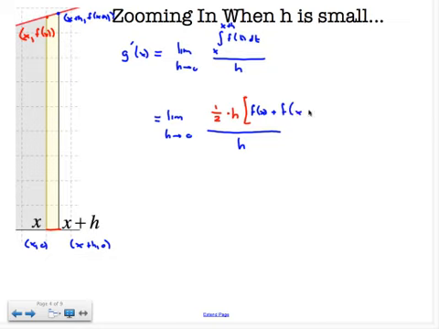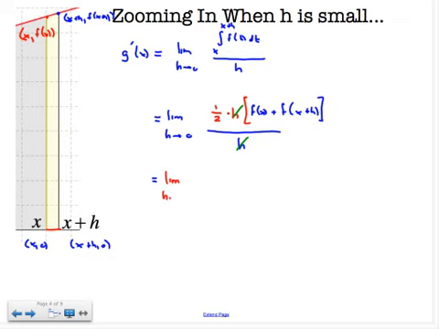So now we're getting somewhere. Okay, I've replaced that nasty integral with an easy trapezoidal area calculation, because when we zoom in on a curve it looks like a line. And now I can do some simplifying, because there is an h in the numerator and denominator, and that would leave me with this limit here.